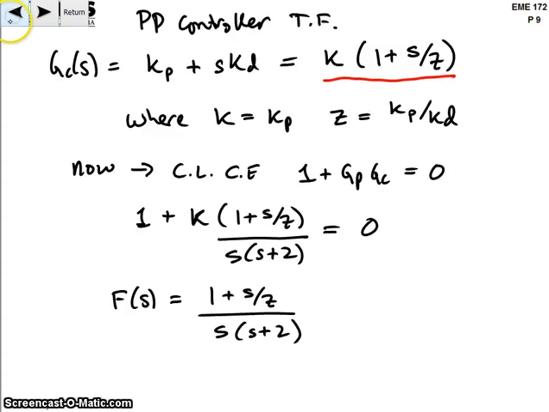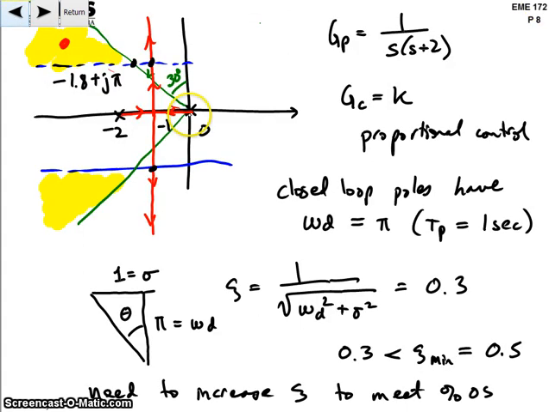So if I go back, let's actually go all the way back to this guy here. In particular, what I want to do is take this point here and bend the root locus so that this point, the point at minus 1.8 plus j pi, is on the root locus, okay? And then I'll have met the specifications, okay?